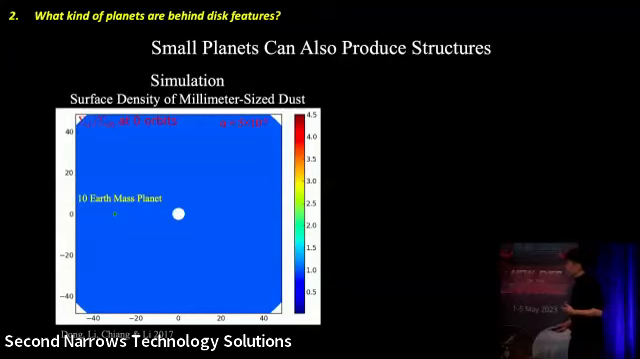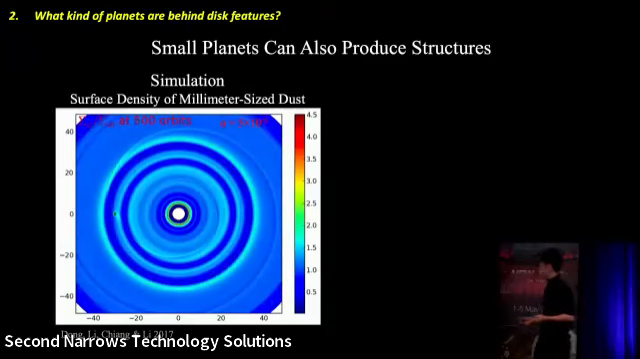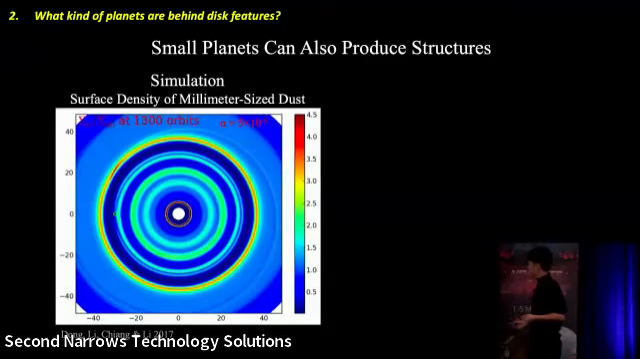So here I'm going to show you a movie which will show the surface density evolution of millimeter-sized particles, the kind of particles probed by ALMA, as a disk is being perturbed by a 10 Earth mass super Earth. So let's start the movie. The planet launched a bunch of density waves and opened a bunch of narrow dust gaps.